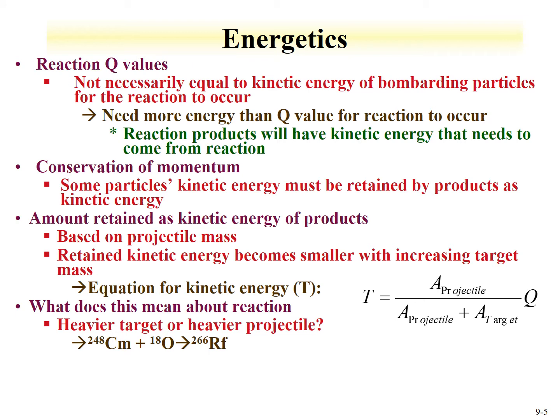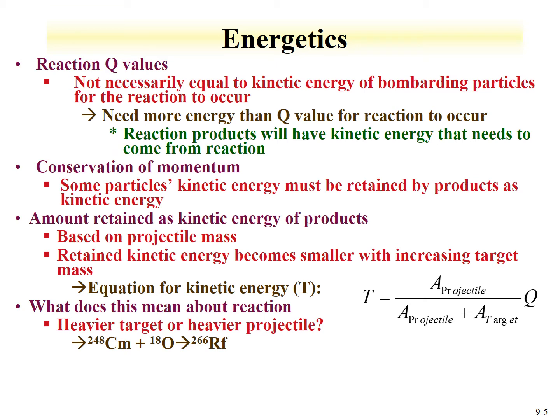Let's continue evaluating these energetics in reactions and discuss the Q value. The Q value is not necessarily equal to the energy that's necessary for the reaction to occur. Oftentimes, for a reaction to proceed forward, it will need to overcome and be greater than the Q value. This is because products will also have kinetic energy that needs to come from the reaction. The Q value, as we'll see, is a center of mass quantity, and we need to convert this to the laboratory frame. This is due to the conservation of momentum. The particle kinetic energy must be retained as products' kinetic energy.